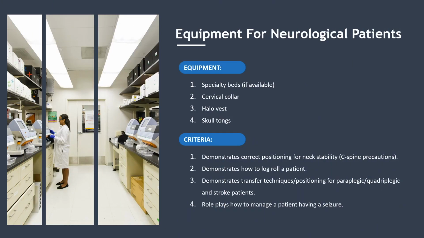Equipment for neurological patients. Equipment: specialty beds if available, cervical collar, halo vest, skull tongs. Criteria: demonstrates correct positioning for neck stability, demonstrates how to log roll a patient, demonstrates transfer techniques and positioning for the paraplegic or quadriplegic and stroke patients, role plays how to manage a patient having a seizure.